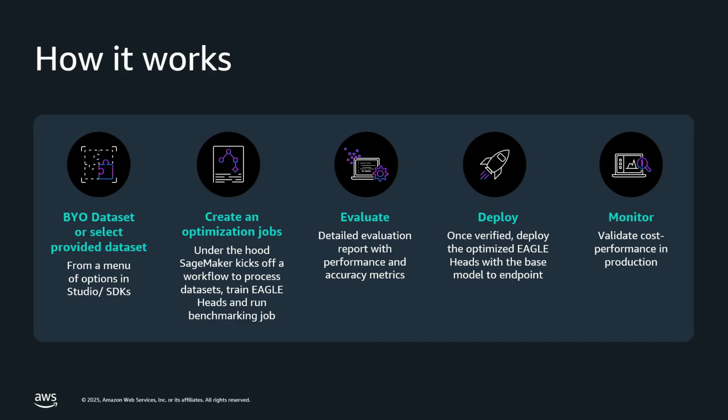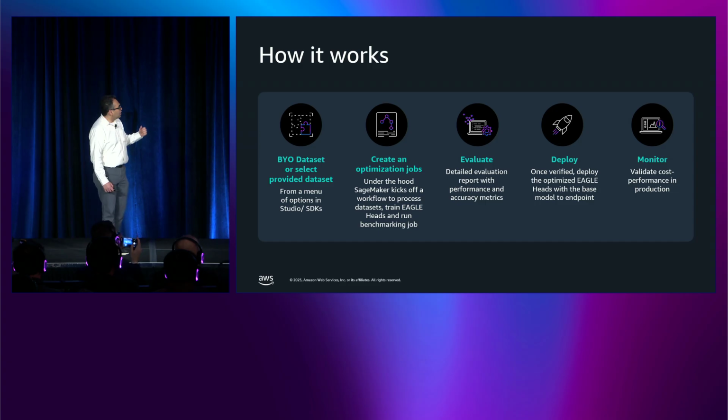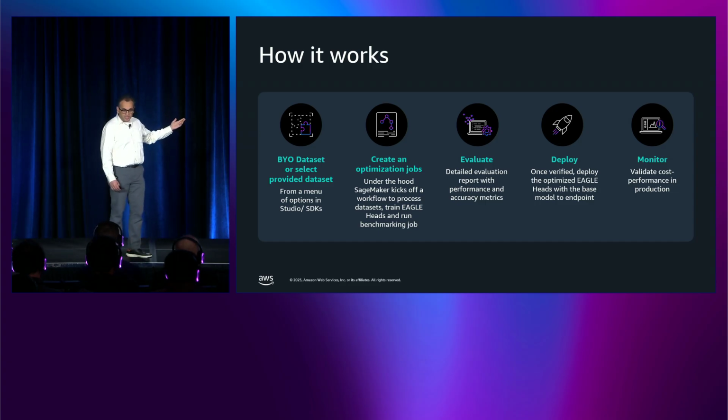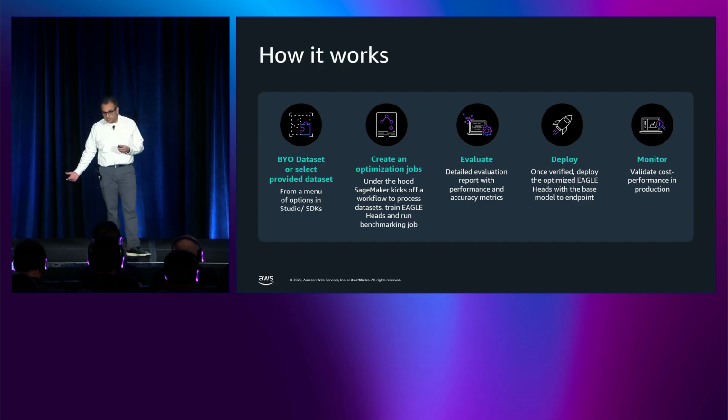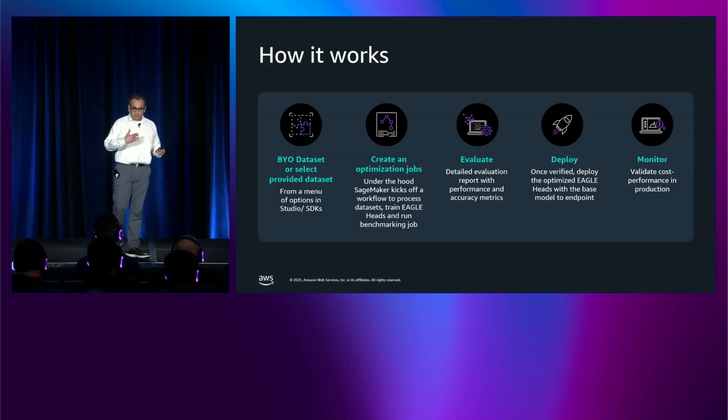Now, how did we implement this? So what you can do is, we run it as an optimization job today. You can bring your own data set, or we can bring a data set. If you bring your own data set, then the Eagle Heads get trained for your specific use case. Or you can use an open source data set, which does improve the throughput.